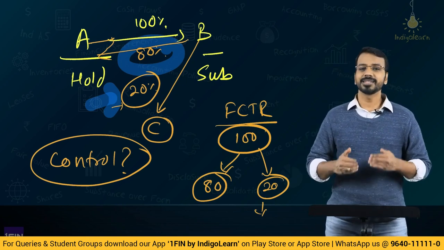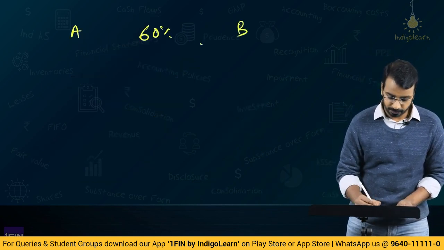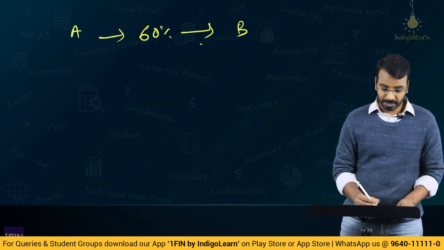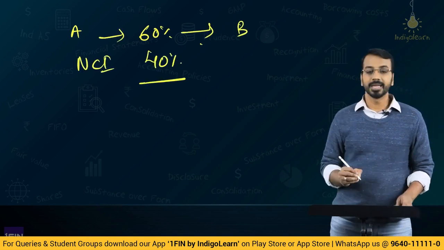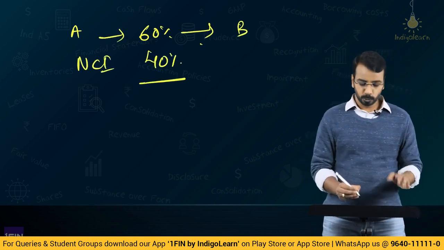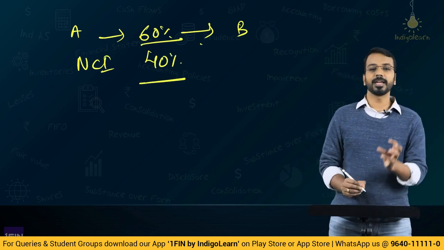Now, even if there is a full disposal of the subsidiary, now say for example, another case, A holds 60% stake in B, and NCI holds how much? 40%. Now, when you calculate FCTR, what will you do? To the extent of 60%, you will take it to OCI.